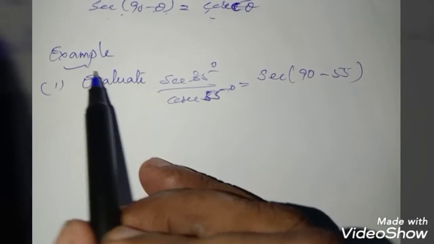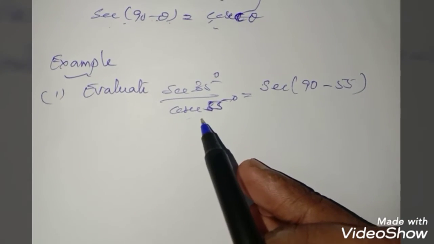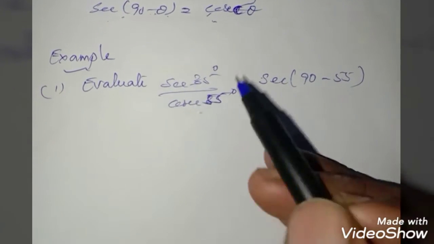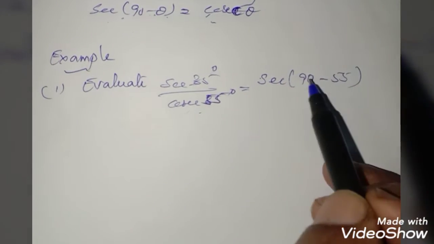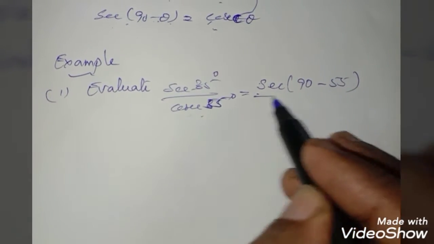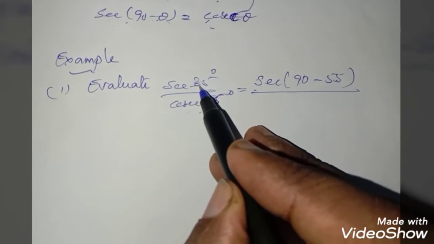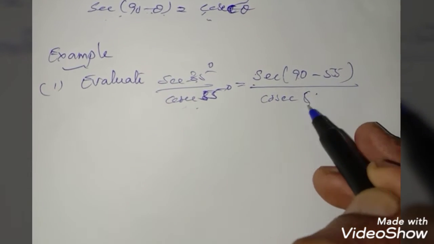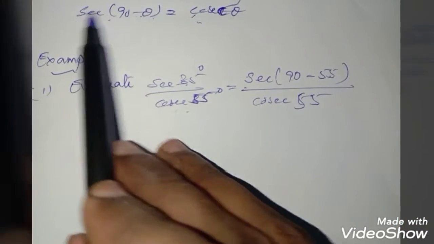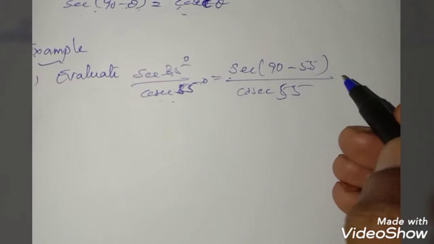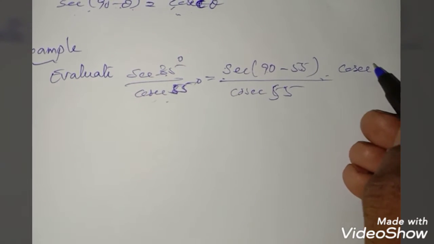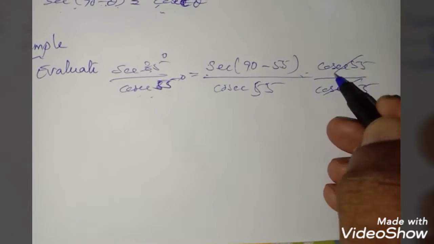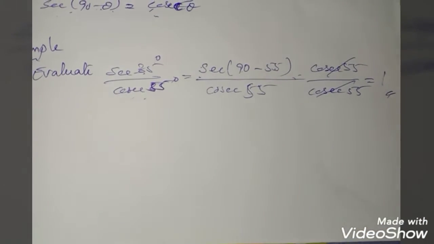Coming to the first example: evaluate sec 35 divided by cosec 55. I need to convert the numerator in terms of cosec. Sec 35 can be written as sec(90 minus 55), since 90 minus 55 gives 35. The denominator we write as usual, cosec 55. As per the formula, sec(90 minus theta) is cosec theta, so I can write this as cosec 55 divided by cosec 55. If I cancel, you get the answer 1. This is how we find the value.